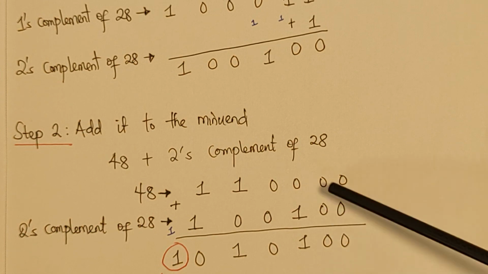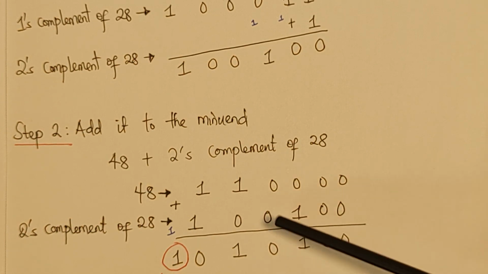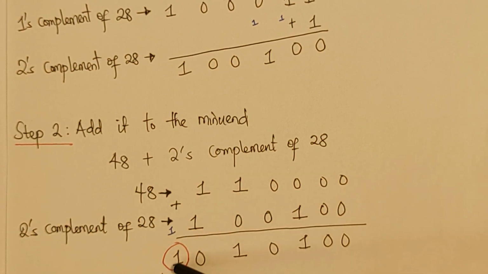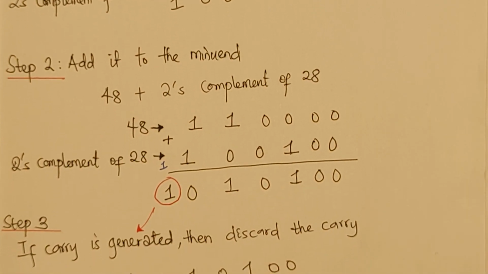So we have 0 plus 0, 0 plus 0, 0 plus 1, 1 plus 0, 1 plus 1, 1 plus 1, which will be 0 carry 1. So we have 1 here. Now this brings us to our step 3. It says if carry is generated, then discard the carry.